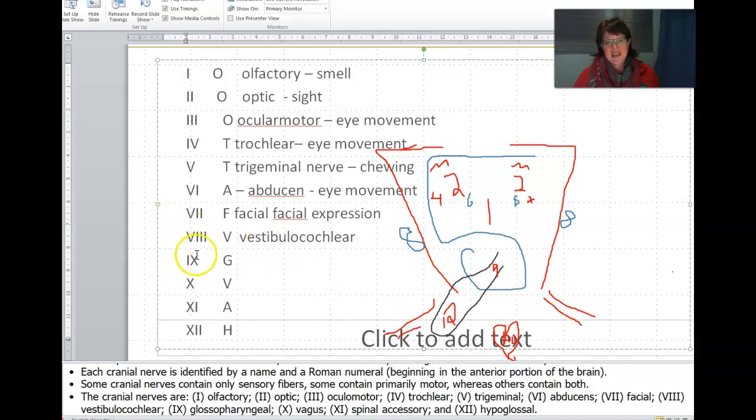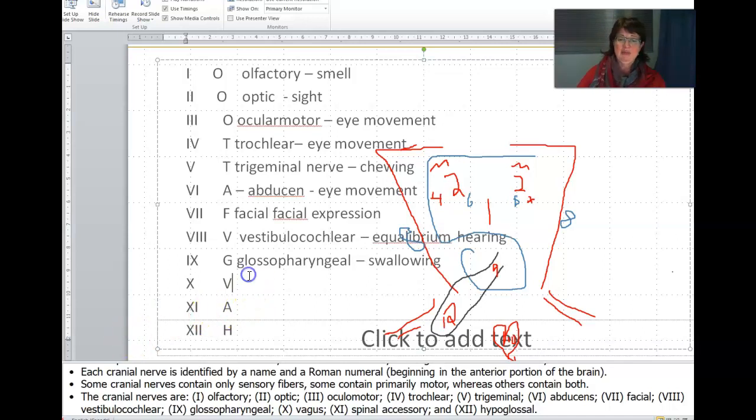Number 9. Where did we put our number 9? Number 9 is at the back of the tongue. The tongue is called a glosso. And the back of the throat is called the pharyngeal. And this is used in swallowing. Oh, cochlear, that is equilibrium and hearing. Okay, good.